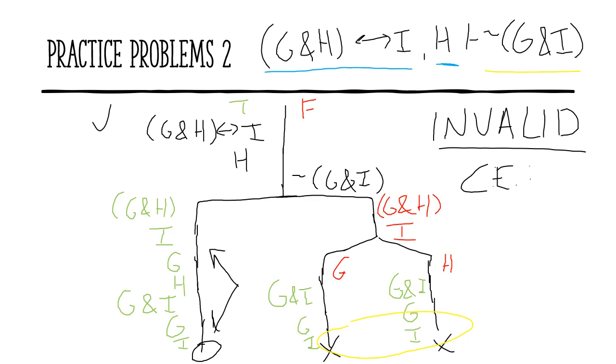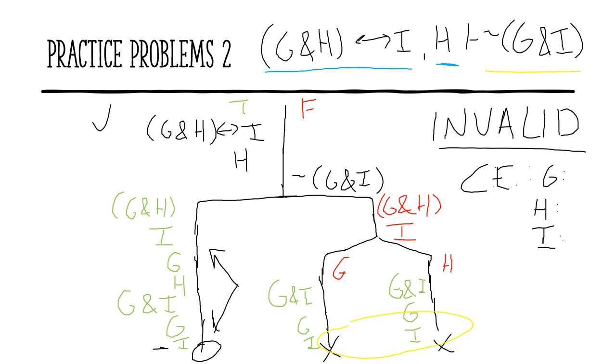And to do our counterexample, we're just going to go back through the truth tree. We're going to identify every letter that we have in there. So we have a G, an H, and an I. So I need values for G, H, and I. Values mean I need to know whether or not they're true or false. So let's look at that branch.